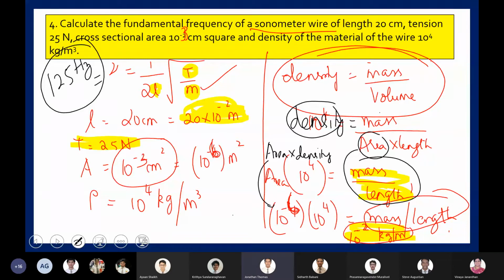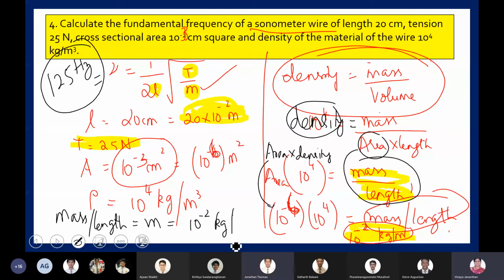Ma'am, so the final answer is 125 hertz? Yeah. Okay, ma'am. So calculate, boys. Now you substitute and find. So mass per unit length will become 10 to the power of minus 2 kilogram per meter. Now you are getting mass per length. That is what we just denoted as m. That becomes equal to 10 to the power of minus 2 kilogram per meter.